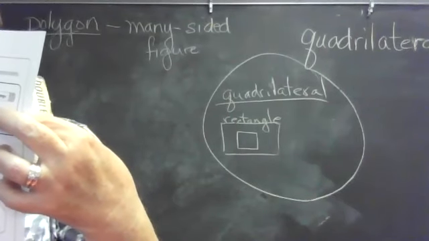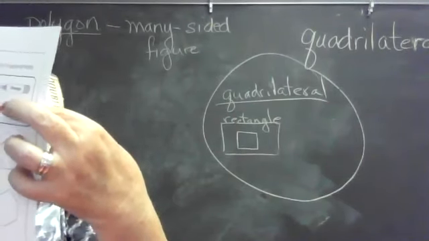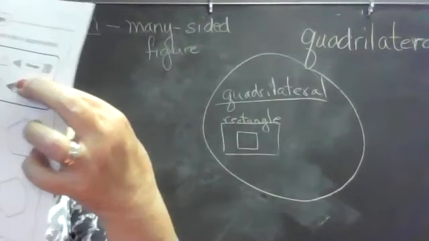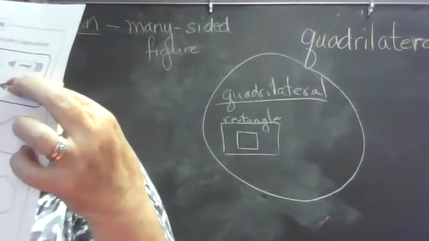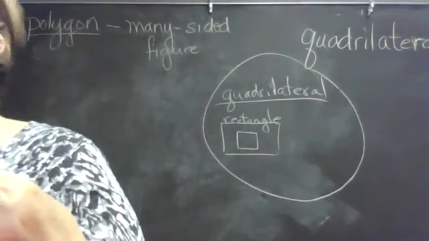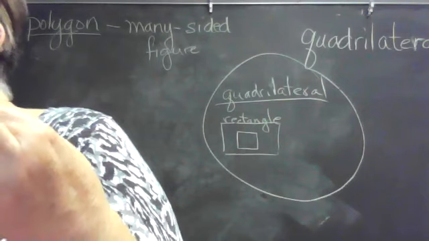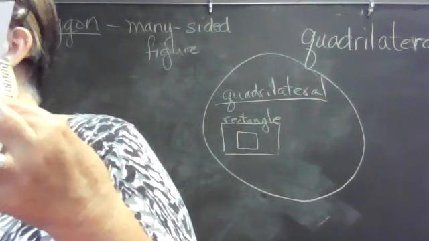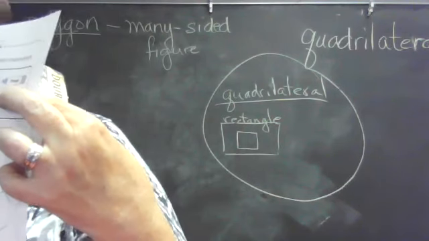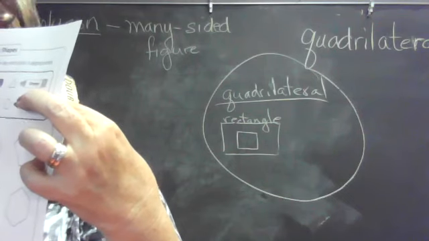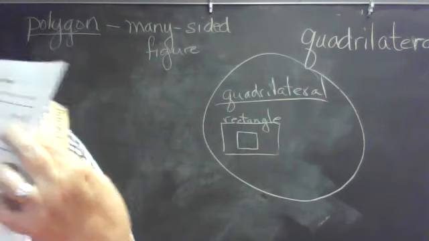What's special about a square? I was asking you if this is a square. What's special about a square? All sides have to be equal. Are all those sides equal? There's some that are longer than the others, right? So it's not a square, but it's a rectangle and a quadrilateral, okay?